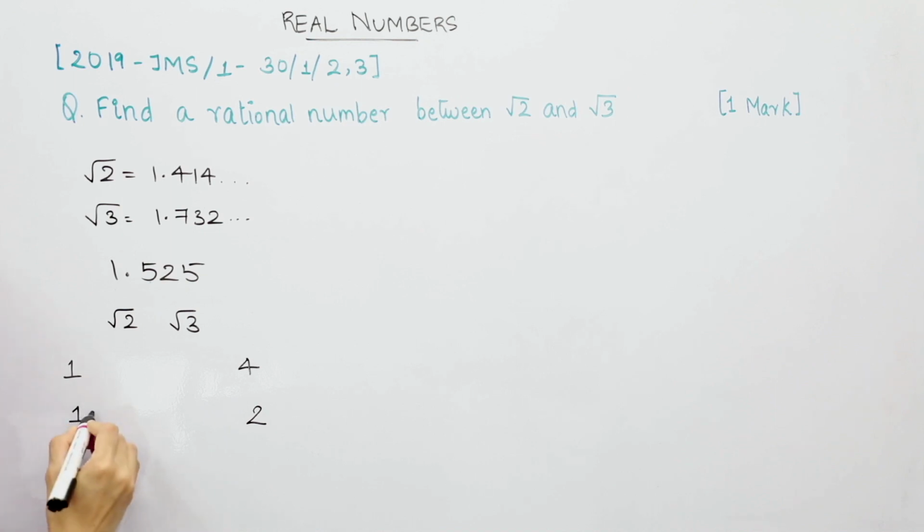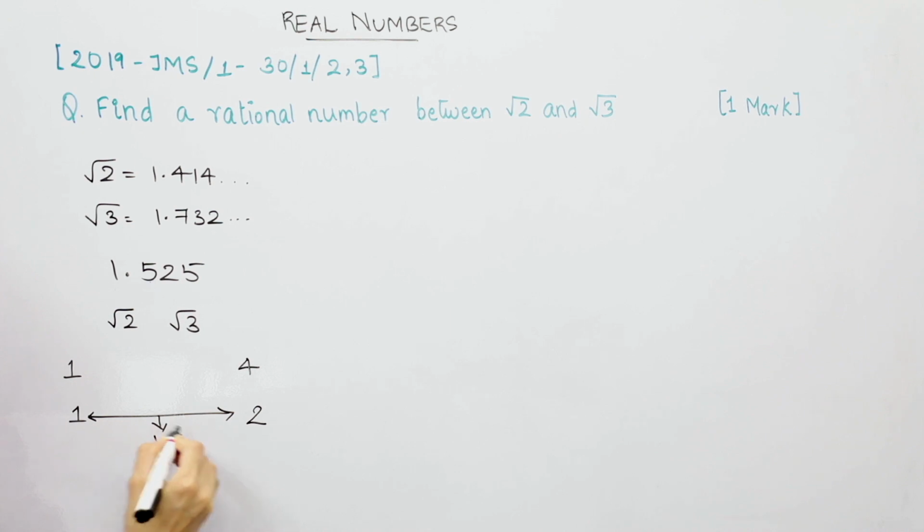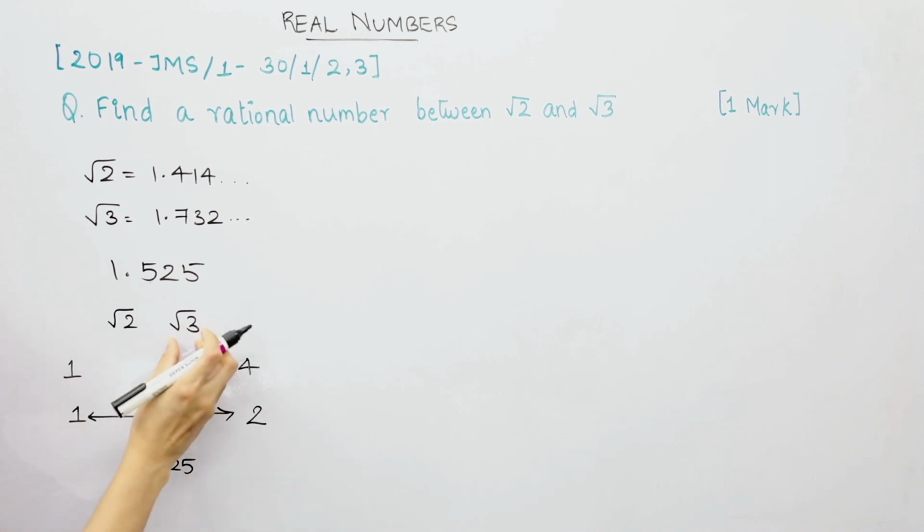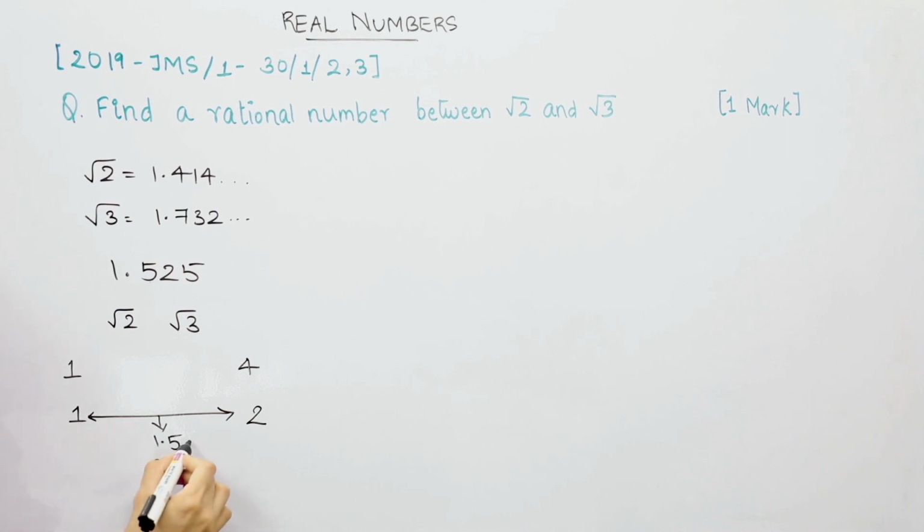To find a more precise range, let's choose the midpoint 1.5. The square of 1.5 is 2.25. So root 2 will lie somewhere in between 1 and 1.5 and root 3 will lie somewhere in between 1.5 and 2, which means 1.5 will definitely be a number between root 2 and root 3. Why? Because root 2 is less than 1.5 and root 3 is greater than 1.5. Therefore, 1.5 can be chosen as a rational number between root 2 and root 3.